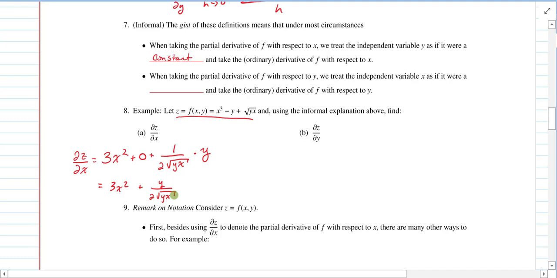That's where we're taking the partial derivative of this with respect to y. Or excuse me, with respect to x. Careful, folks, I made a mistake there. So let's go ahead and do the next problem.